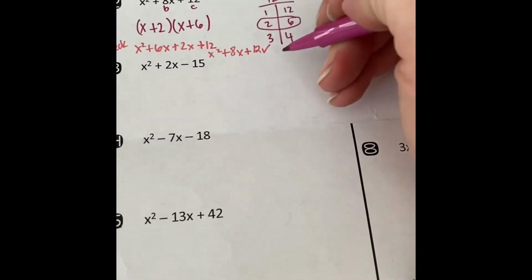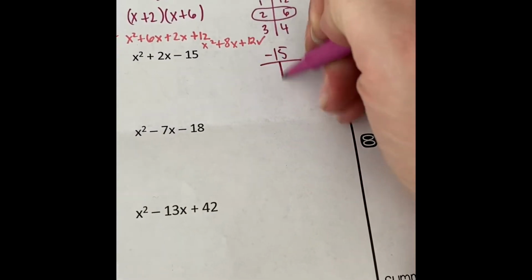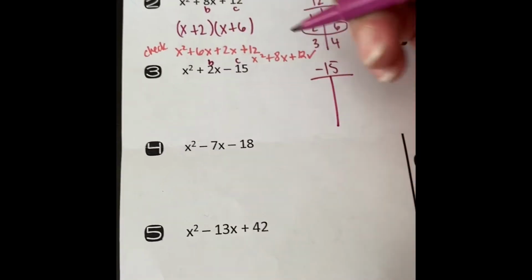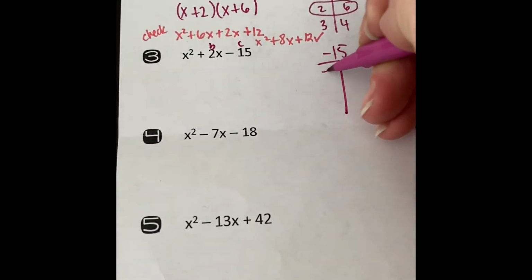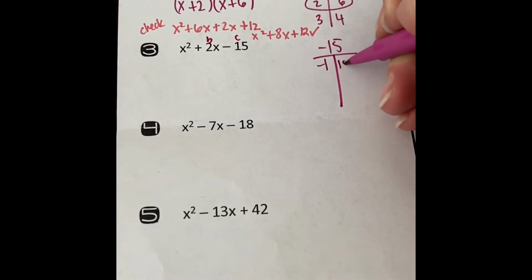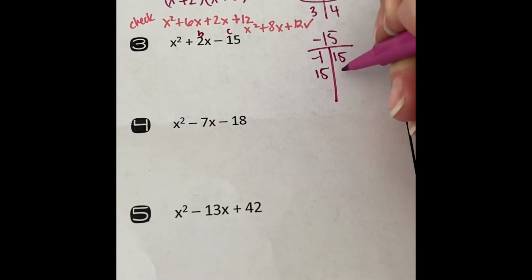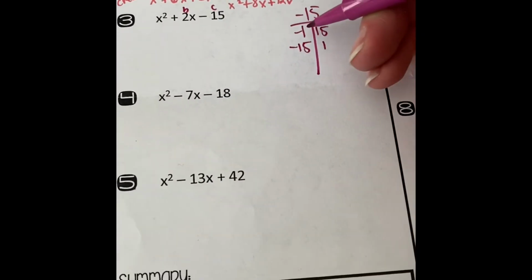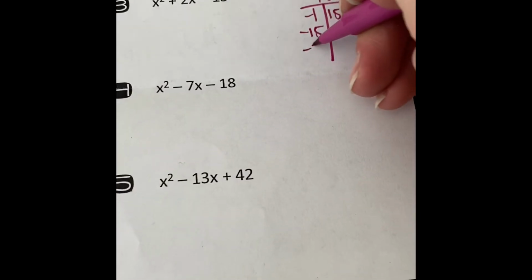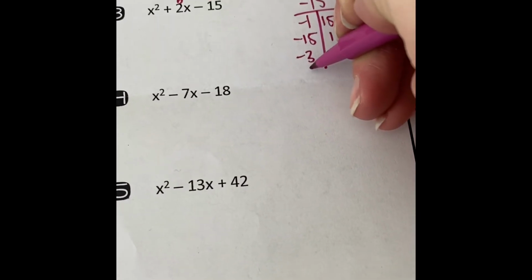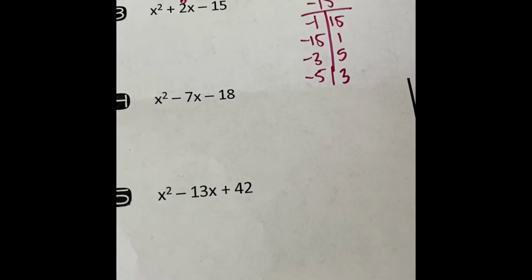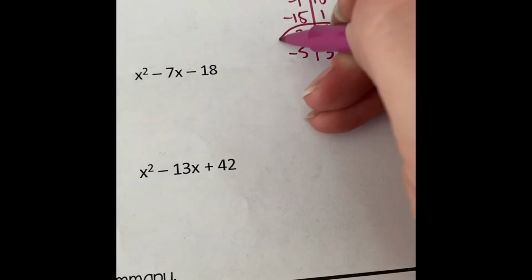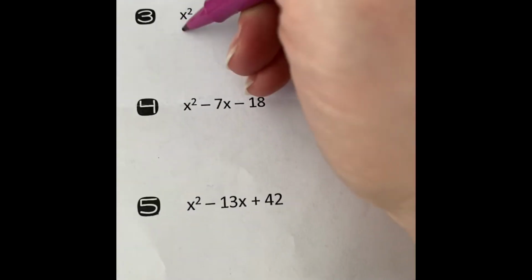So for 3, we're looking at what multiplies to negative 15, because that is our C. We wanted to add to 2 because that's our B. We've got negative 1 and 15, or negative 15 and positive 1. Remember, to make it negative, it's got to be 1 negative, 1 positive. It could be negative 3 and positive 5, or negative 5 and positive 3. Which of these combos adds to positive 2? Well, that's negative 3 and 5.